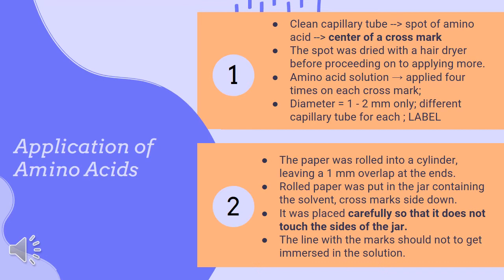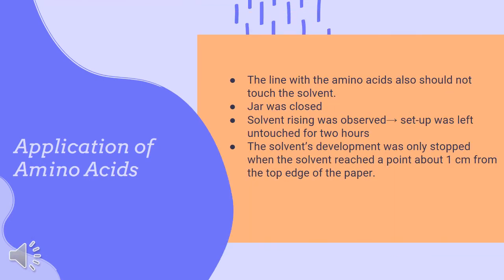In addition to this, each spot was labeled to identify the amino acid solution applied as well as the unknown applied. Next, the paper was then rolled into a cylinder and stapled, leaving a 1 millimeter overlap at the ends. This rolled up paper was placed in the jar containing the solvent with the crossmark side down. The paper was placed carefully so that it did not touch the sides of the jar. The line with the marks should not get immersed in the solution. The line with the amino acids also should not touch the solvent.